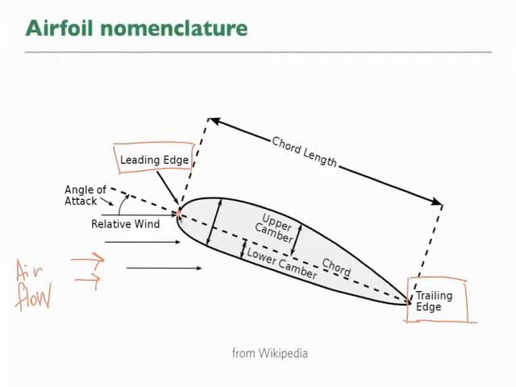And then if you think about the farthest away point from the leading edge to the trailing edge, that maximum distance is called the chord. Here's the chord length or just chord. Usually we use the letter C for the chord.